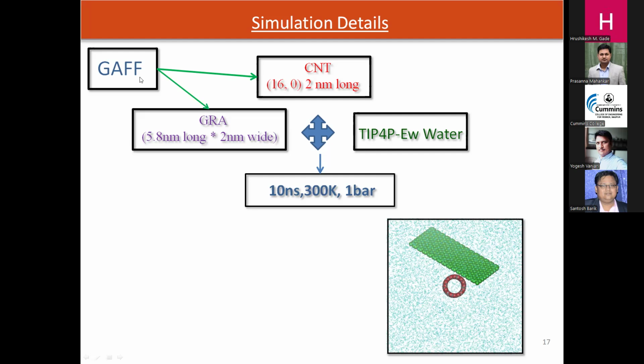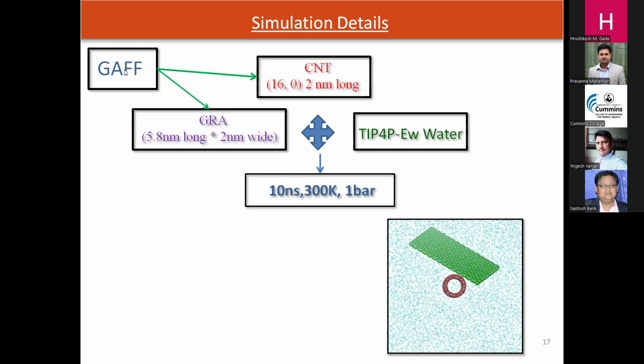It's a generalized amber force field. So when we say molecular dynamics simulation, a molecule basically has certain atoms. Those atoms have atomic size and charges. There are atomic bonds, bond strength, dihedral angles. So there is a particular term which is called a force field. So when we say GAFF, it's a generalized amber force field.